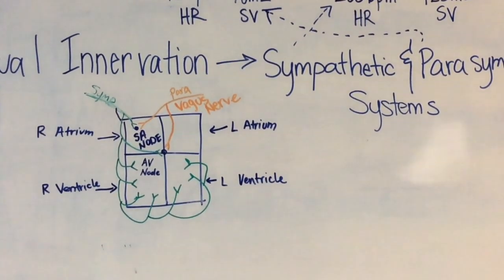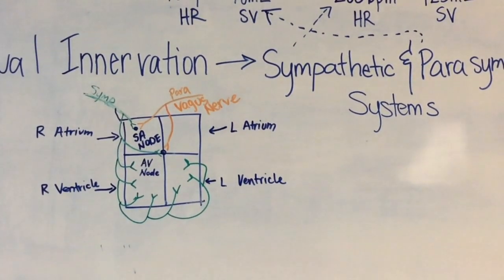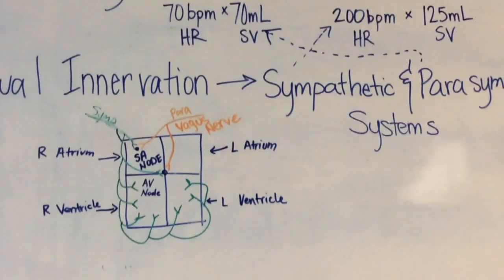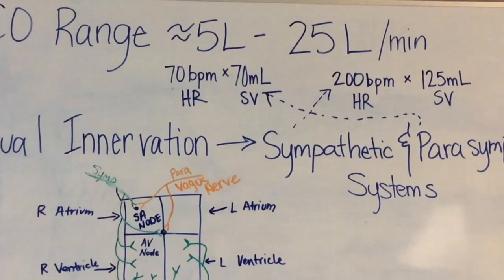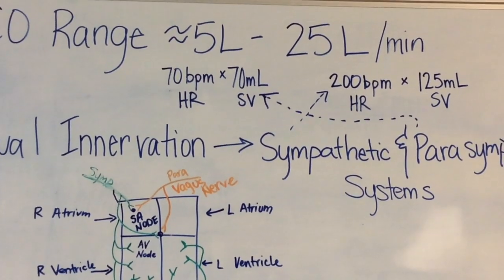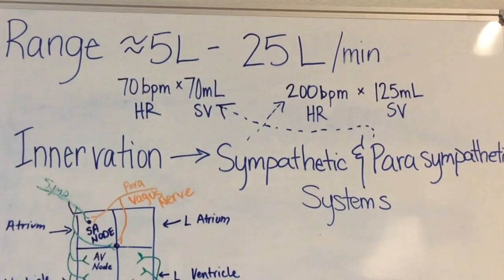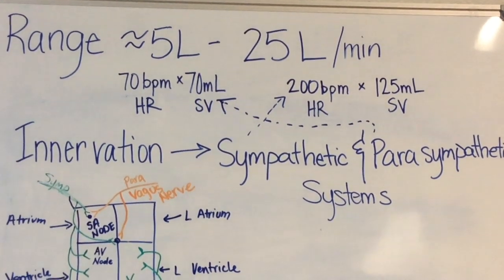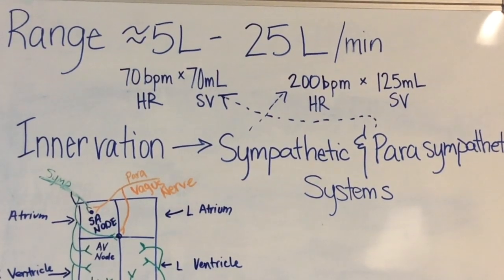Therefore, the sympathetic system is able to influence both the heart rate and the stroke volume, which allows us to increase our cardiac output to that 25 liters per minute range by increasing our heart rate to 200 beats per minute and increasing our stroke volume to 125 milliliters per stroke.